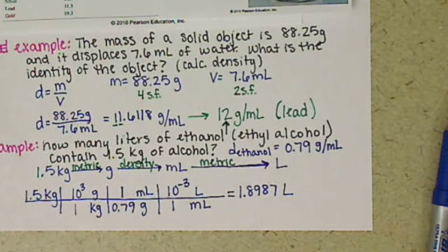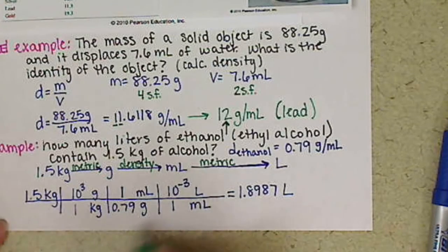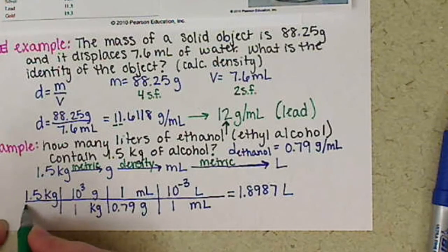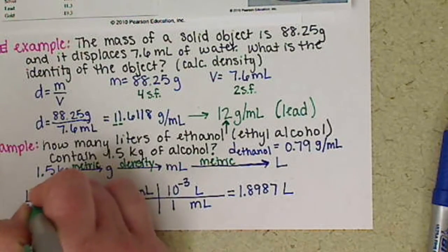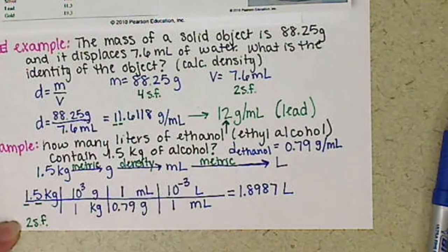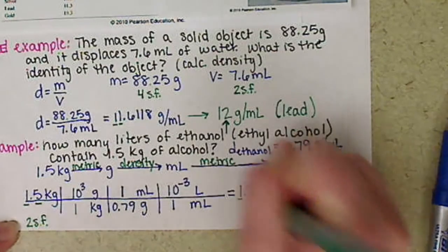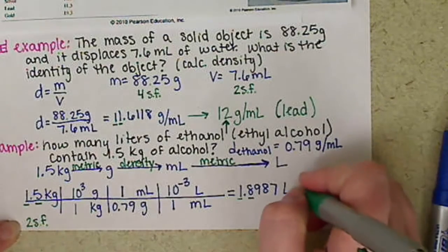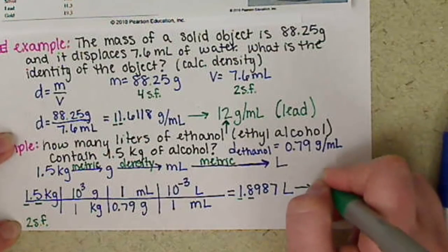Significant figures. Remember, that's always our last step, to check our Sig Figs. We want to look at the value that we started our calculation with for our Sig Figs. So I have my 1 and my 5. So I have 2 Sig Figs that I need in my answer. So my 1 and my 8 are significant. So I want to rewrite this to 1.9 liters.